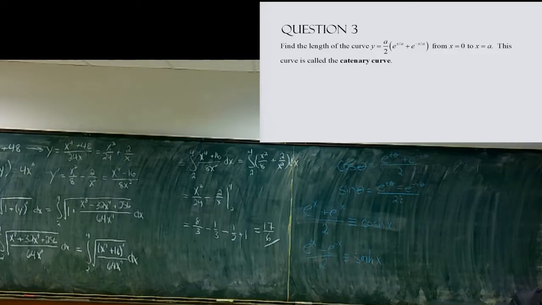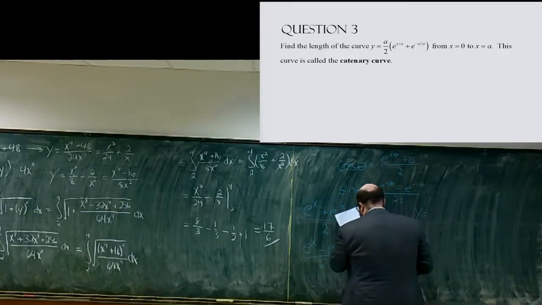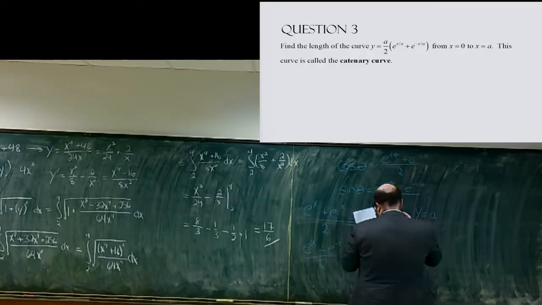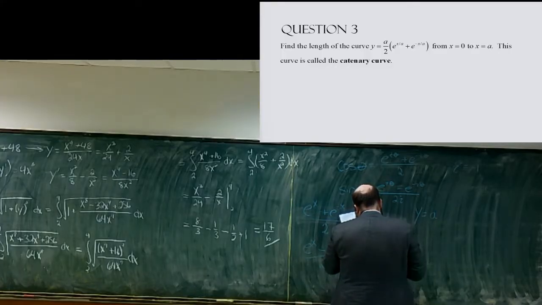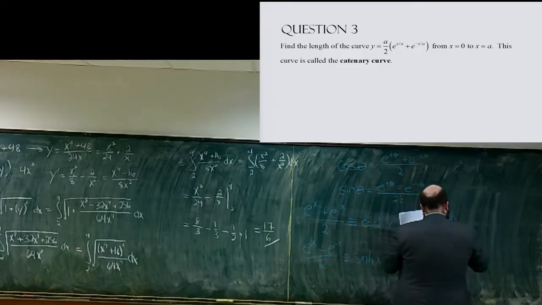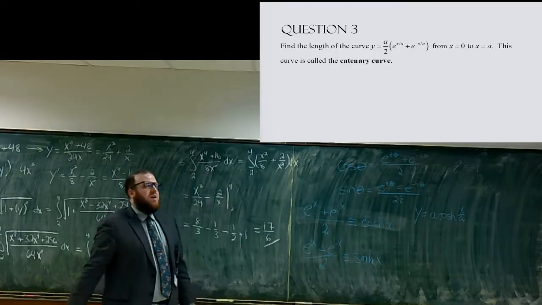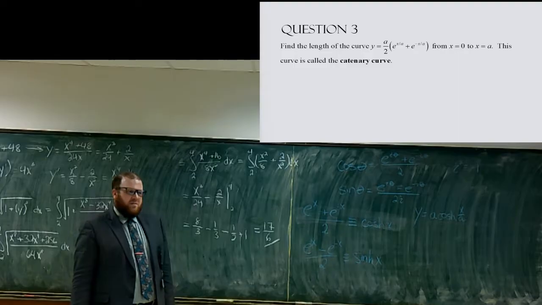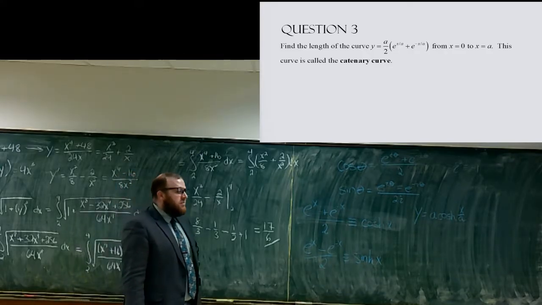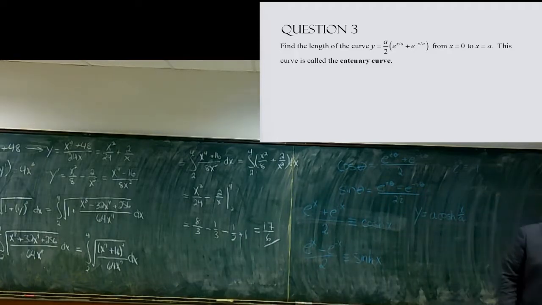So you may also see the catenary defined as a times the hyperbolic cosine of x over a. Two ways of defining the same curve.